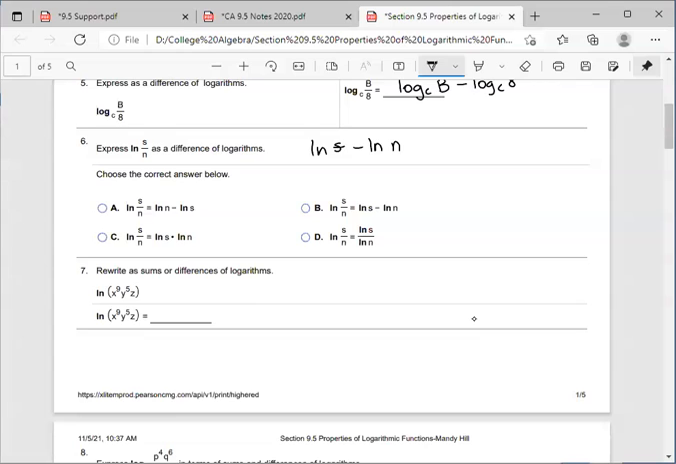Okay. Rewrite as sums or differences of logarithms. I am multiplying x to the 9th times y to the 5th times z. So I'm multiplying all of those, and multiplication goes with addition. So when I stretch this back out, it would be the natural log of x to the 9th plus the natural log of y to the 5th plus the natural log of z. There's one more thing I need to do. That power rule where if we've got an exponent, you move it to the front. So the final answer would be 9 times the natural log of x plus 5 times the natural log of y plus the natural log of z.